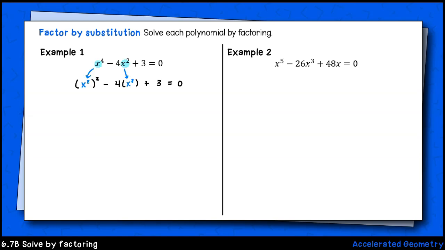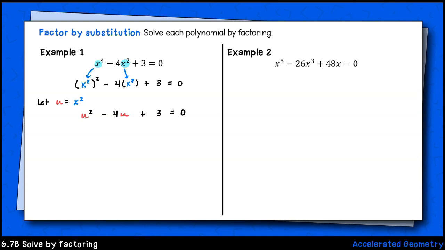For example 1 on the left, I have x to the fourth minus 4x squared plus 3 equals 0. I'm going to start by using my exponent properties to rewrite this first term, x to the fourth, as x squared quantity squared. Then I'm going to show in blue that we have an x squared in the second term as well. I'm going to use that placeholder u here to represent x squared. Now let's rewrite our equation showing that u substitution. We have u squared minus 4u plus 3 equals 0.